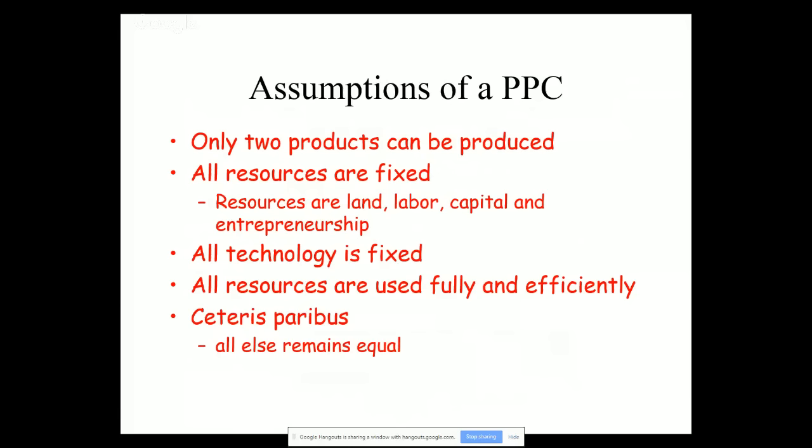The next thing is that we have to use all of our resources fully and efficiently. Okay, so we are not going to waste anything. We're going to be allocatively and productively efficient. We're going to make sure we're producing what people want and that we're getting the most out of our scarce resources. And the last assumption is ceteris paribus, which means all else remains equal. And this means that if we lift one of the assumptions, we are going to only change one assumption at a time.